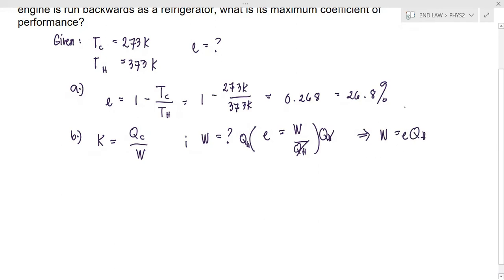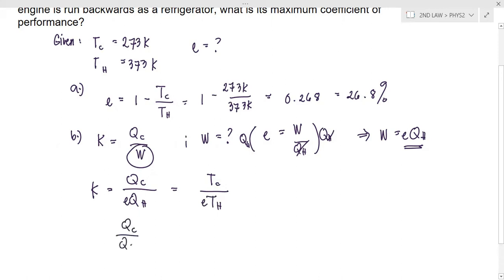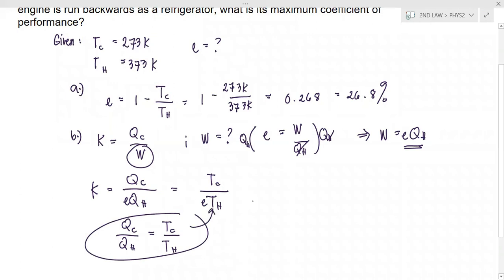So now substituting this variable here, we now have our coefficient of performance, QC over EQH, or this is just TC over ETH. Recall that we have this relationship of QC over QH is equal to TC over TH. That is the reason why we can write this one as this one.